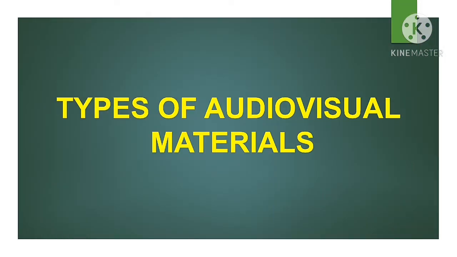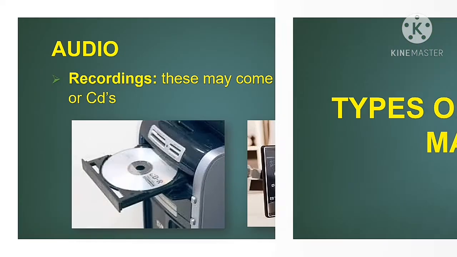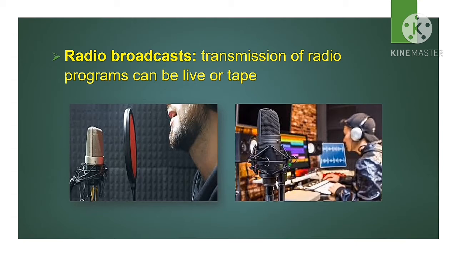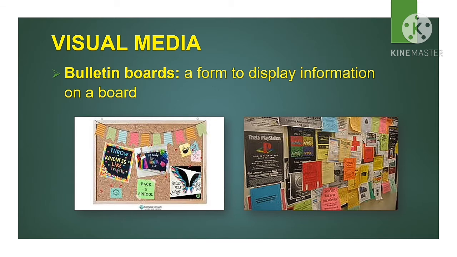Types of audiovisual materials. Under audio recordings, these may come in cassettes or CDs. So as we can see in the picture, there are tapes which are commonly used by the teachers before the advancement of technologies. Next is radio broadcast. Transmission of radio programs can be live or taped. Examples are what we see in the pictures.